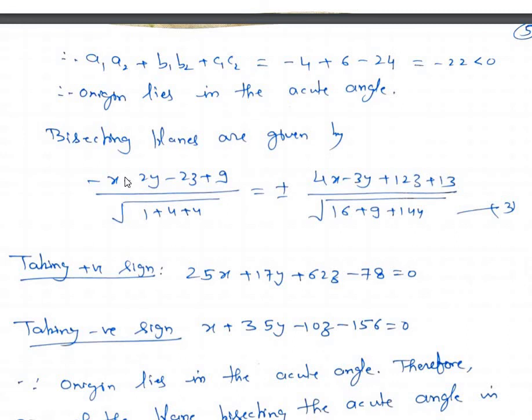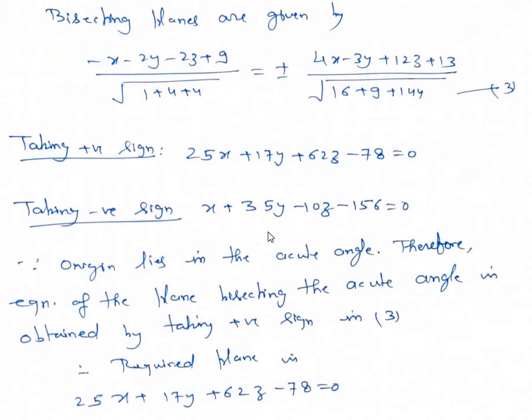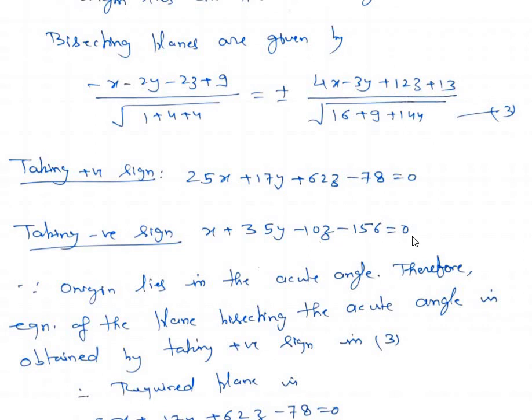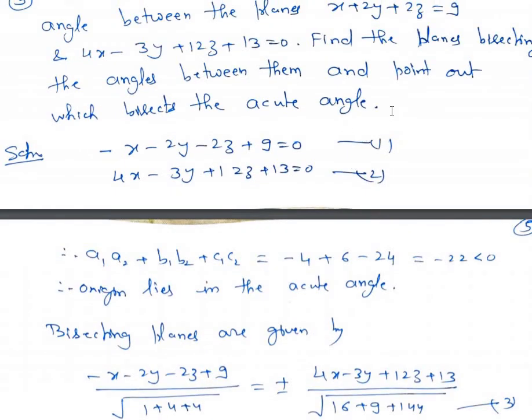So we apply the formula. Bisecting planes are given by minus x minus 2y minus 2z plus 9 upon under root of 1 plus 4 is equal to plus minus 4x minus 3y plus 12z plus 13 upon under root of 16 plus 9 plus 144. If we take the positive sign, we get 25x plus 17y plus 62z minus 78 is equal to 0. And if we take the negative sign, we get x plus 35y minus 10z minus 156 is equal to 0.